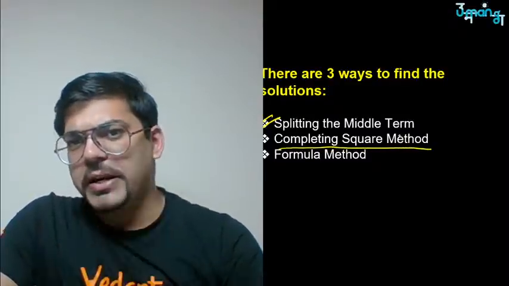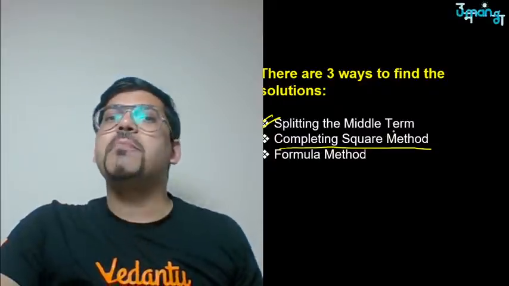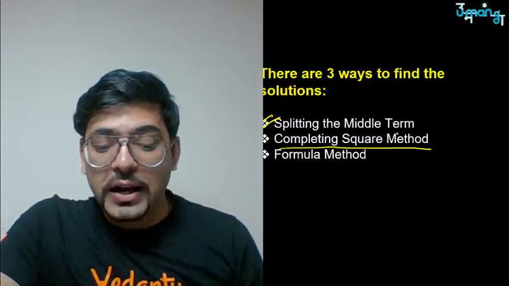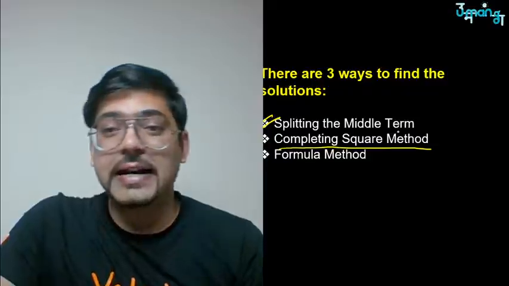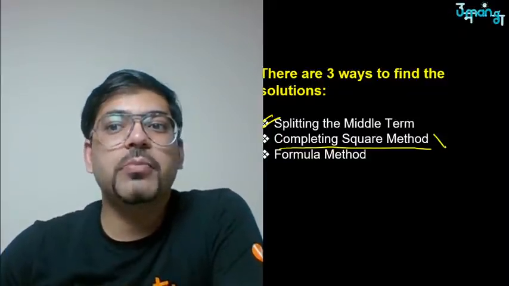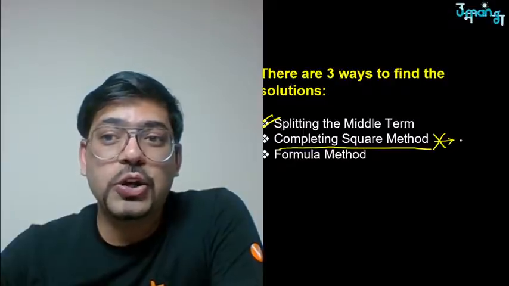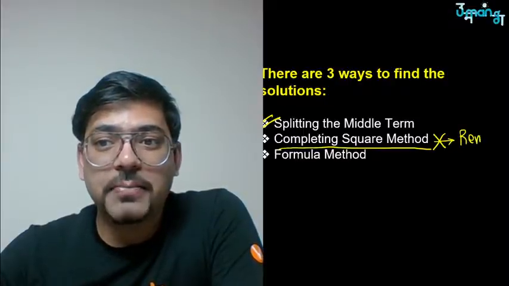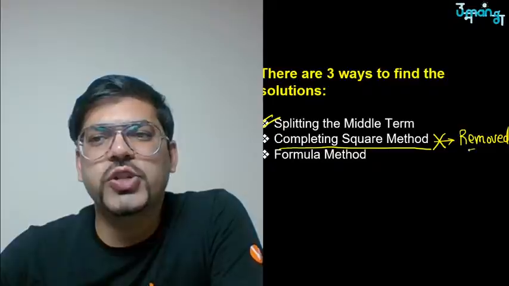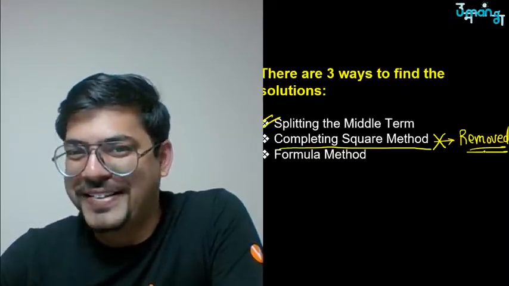But let me tell you, this completing the square method is important for understanding, or you can learn it for understanding. But this has been removed from the syllabus, and this was a very big and bulky part. Since it has been removed from the syllabus, we would not be putting much attention on this. We can skip it, isn't it?